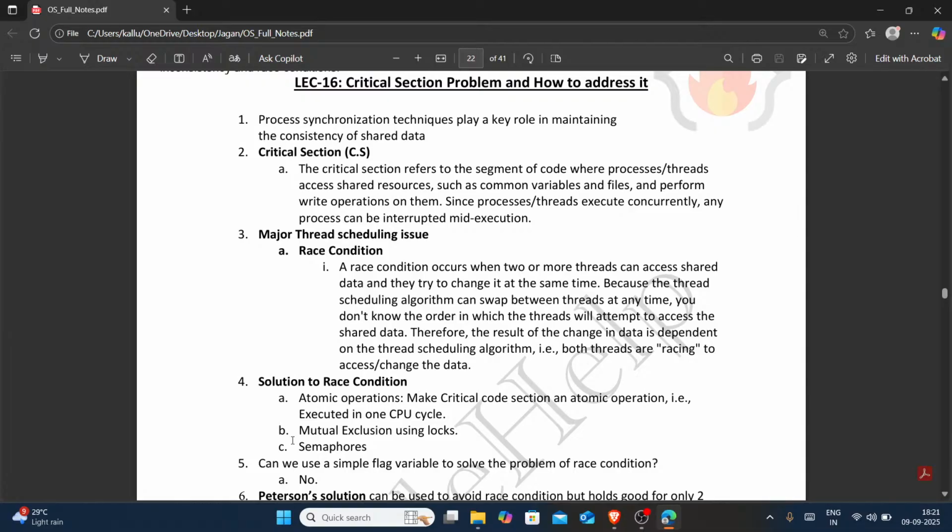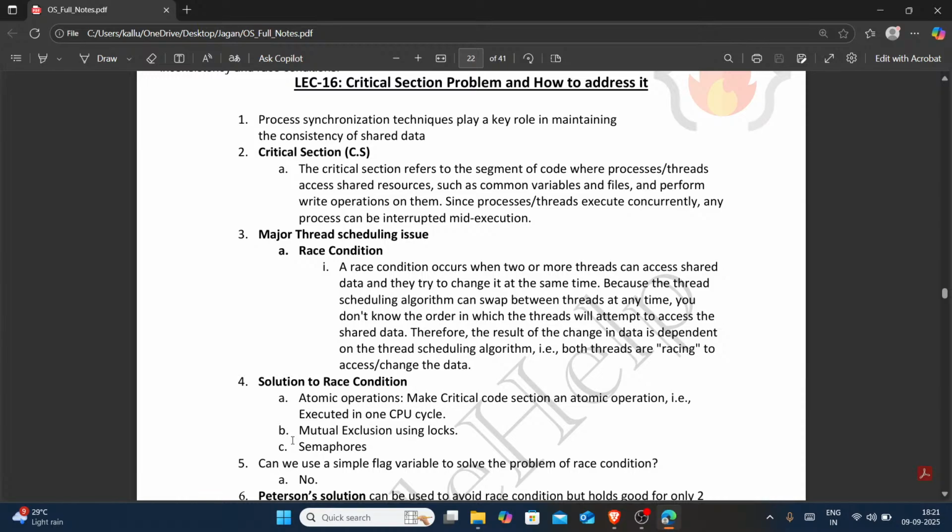So this may lead to, this is bad. What happens? It leads to errors or unwanted results. It occurs when two or more threads can access shared data and they try to change it at the same time. They try to modify it at the same time.